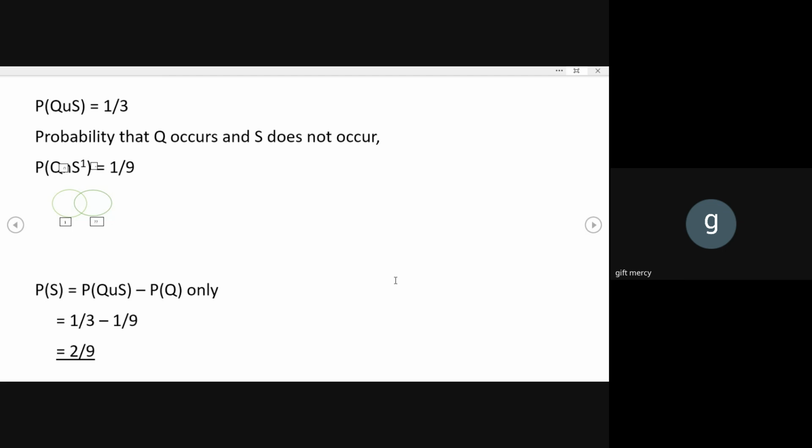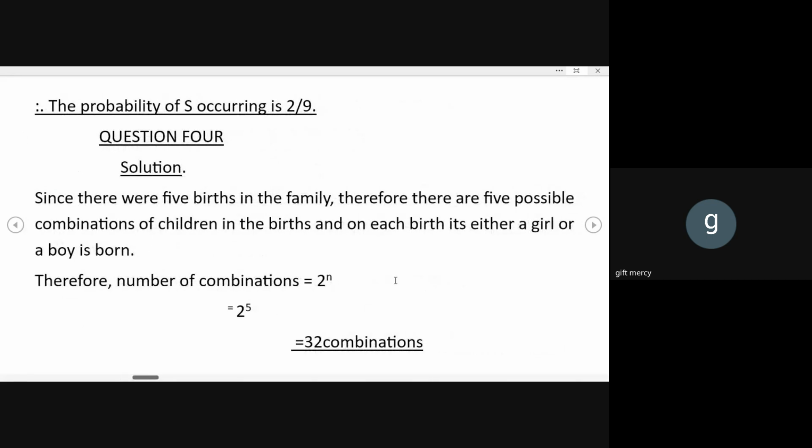To better interpret this question, we use a Venn diagram, and we interpreted it in layman's language. When you draw the Venn diagram, you will find that the probability of S is going to be 2 out of 9.